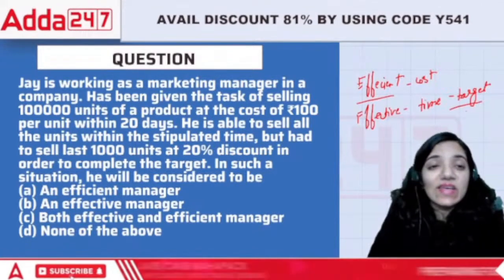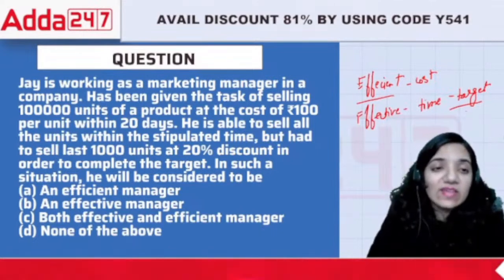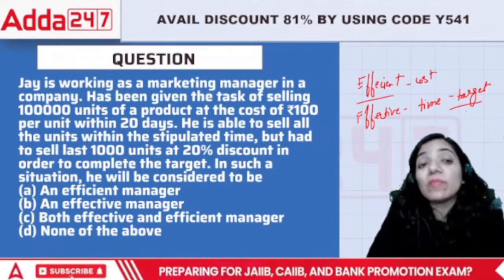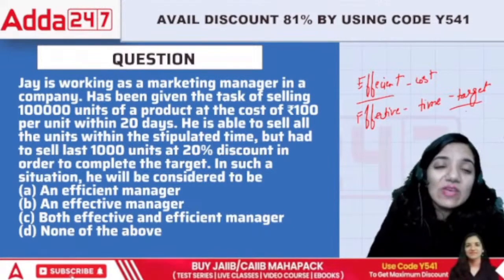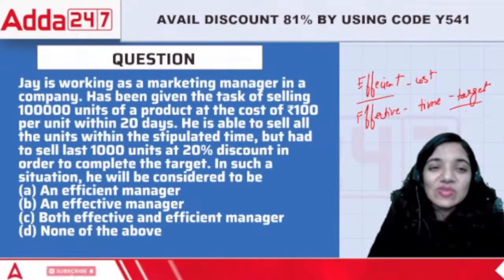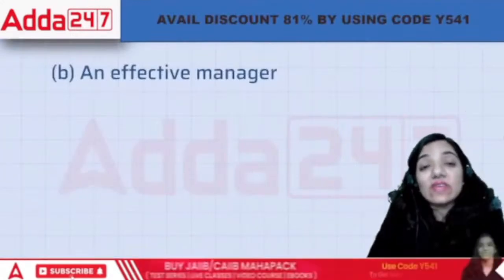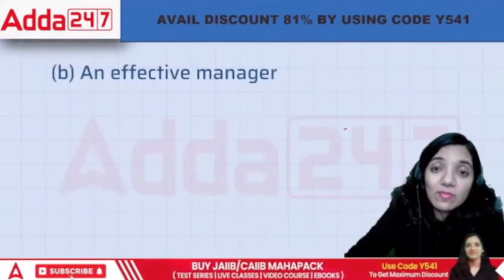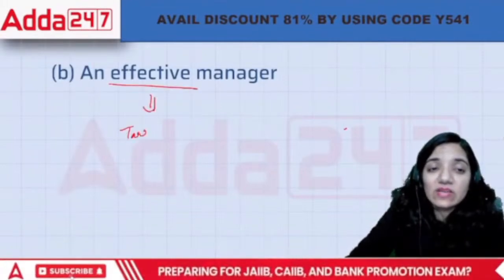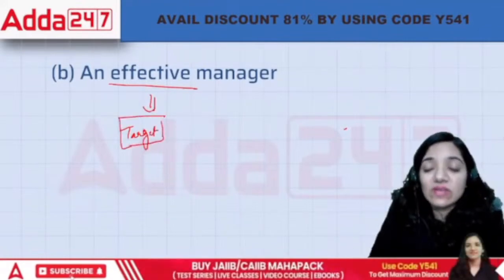So in this case, he had to sell the 1,000 units at 20% discount in order to complete the target. So basically, he was able to complete the target, but at a cost which was more than that. So in this case, the correct answer is he was effective. He completed his target, but what happened? His targets were definitely complete, but at a higher cost. So that's what we talk about being effective.